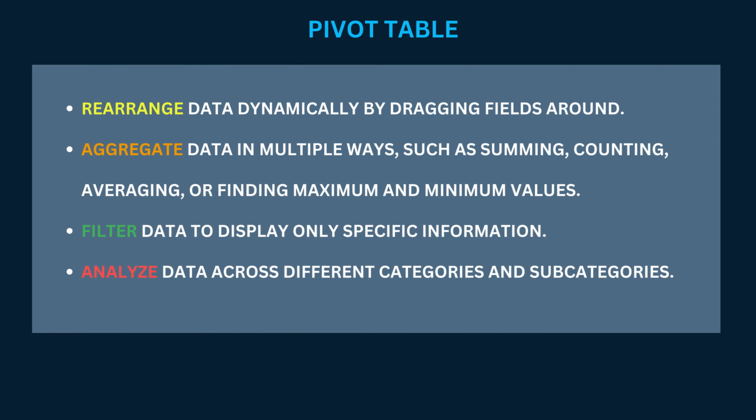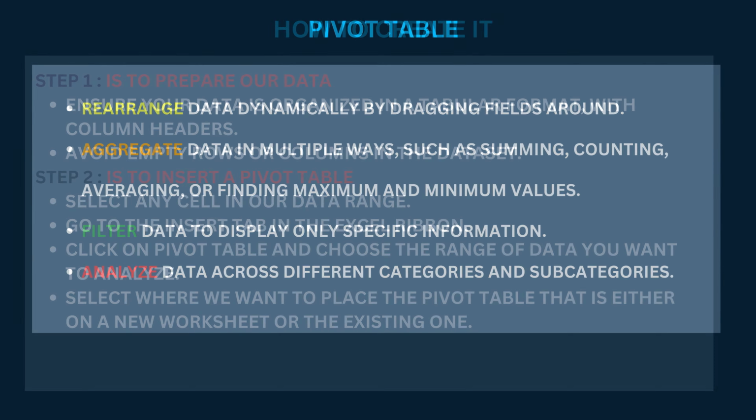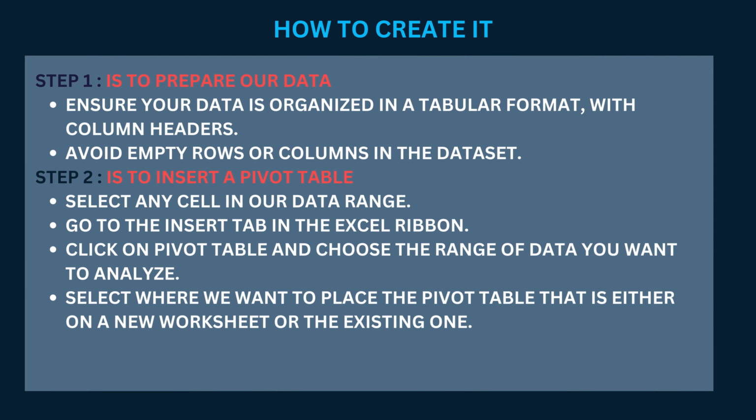A pivot table is an interactive summary table in Excel that enables us to rearrange data dynamically by dragging fields around, aggregate data in multiple ways, such as summing, counting, averaging, or finding maximum and minimum values, filter data to display only specific information, and analyze data across different categories and subcategories. Let's see how to create it.